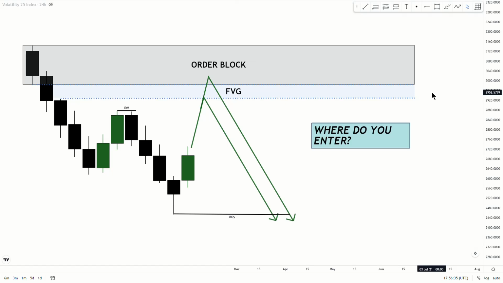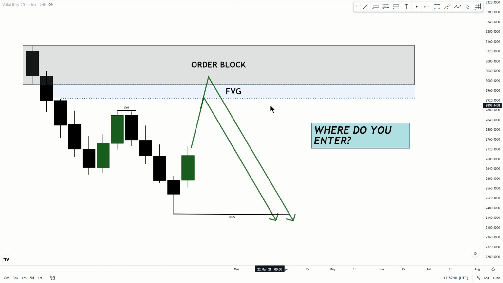The two most used and most obvious points of interest in trading are these two: order block and fair value gap. So between the two, where are you supposed to take a trade from? I hope this video helps you remove that confusion. Let's start with the order block.